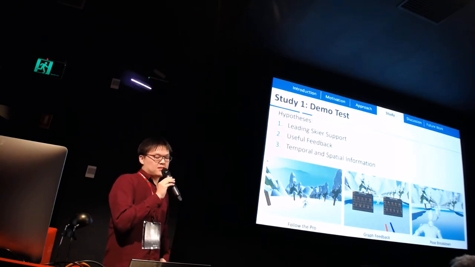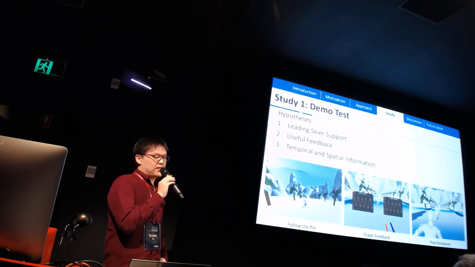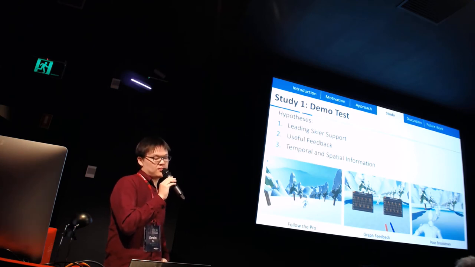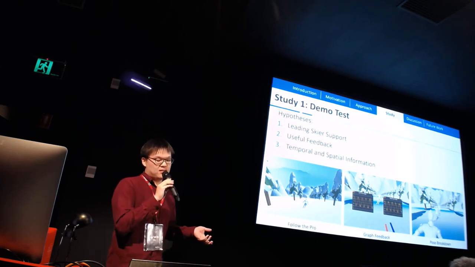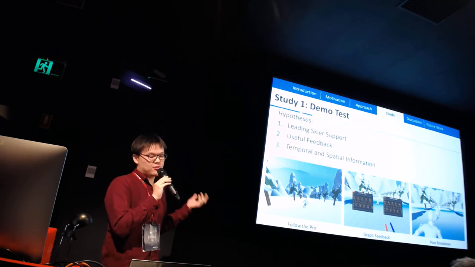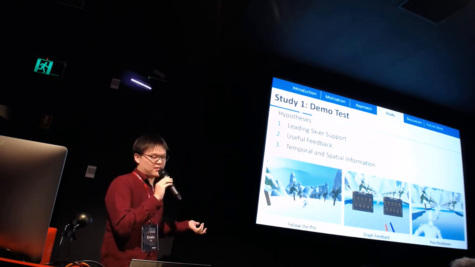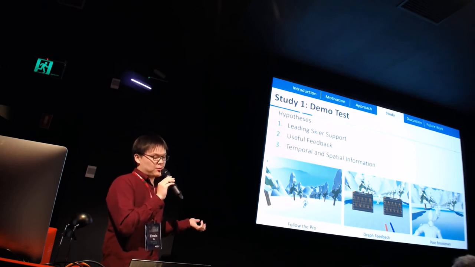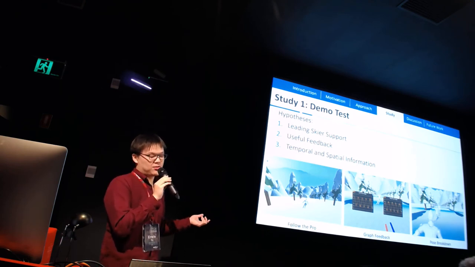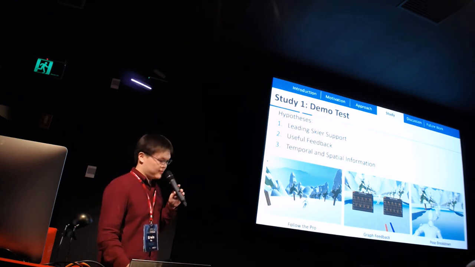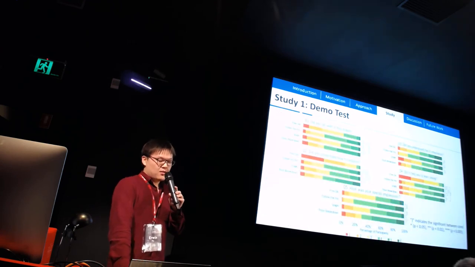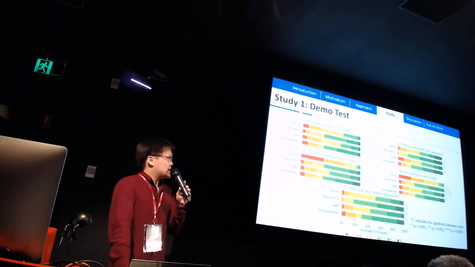Before the study, we made three hypotheses that we could test in our evaluation. First, a leading skier is more helpful for supporting the user to ski than the free ski condition. Second, providing a graph telling the ankle rotation is useful feedback that can improve learning. Last, we believe that temporal information is as important as spatial information, which was provided in the pose breakdown condition. So, let's see the results of the questionnaire.